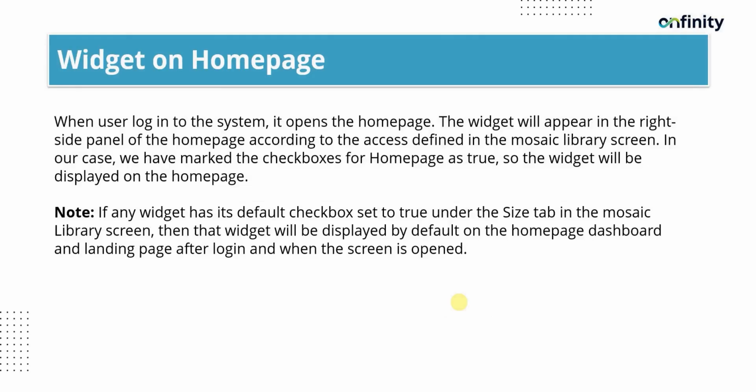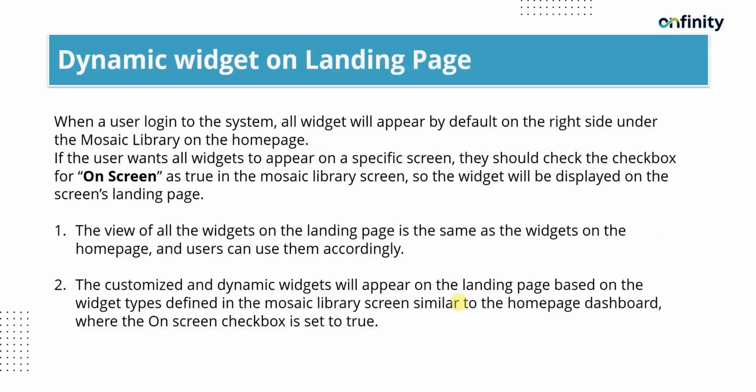Upon logging in, the system opens the home page. The widget will then appear in the right side panel of the home page, based on the access defined in the Mosaic Library screen. In our case, we have marked the checkbox for homepage as true. The widget will display on the home page. If any widget has its default checkbox set to true under the Size tab in the Mosaic Library screen, then that widget will be displayed by default on the homepage dashboard and landing page after login, when the screen is open. This includes the dynamic widget appearing on the landing page.